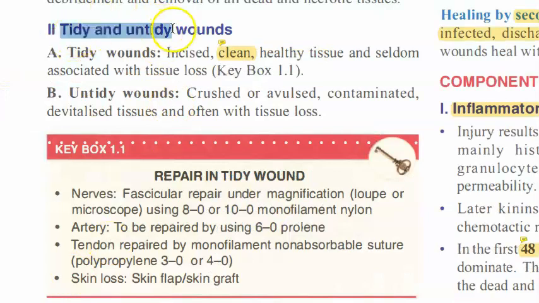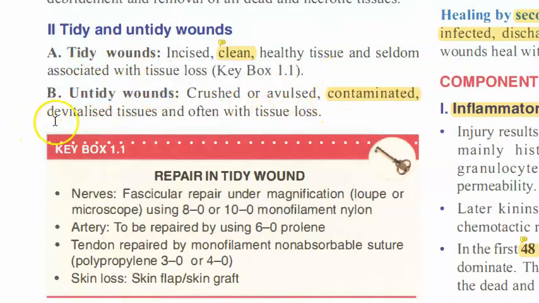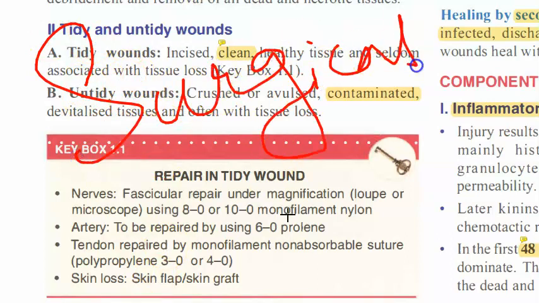There's yet another way of classifying wounds like tidy and untidy wounds. Basically we will say tidy means clean wounds and untidy means contaminated kind of thing where devitalized tissues are often there. So this is tidy and untidy. They can ask you another way of asking this, which will be surgical classification of wounds. Okay, we will look at this also.